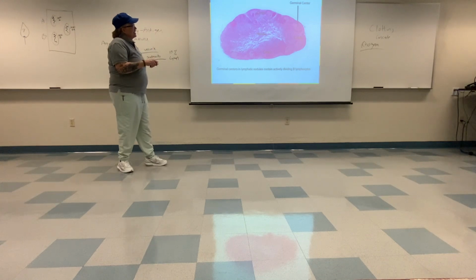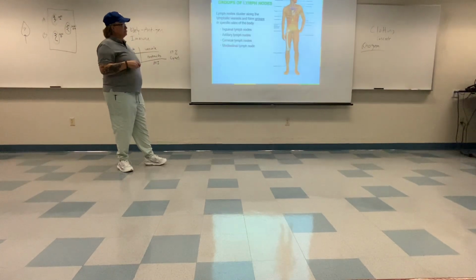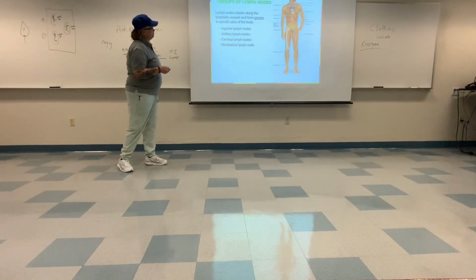The cortex is on the outside, medulla is in the middle. You can see it certainly has less tissue. It looks like a big giant cloud. Pink, but a cloud nonetheless.